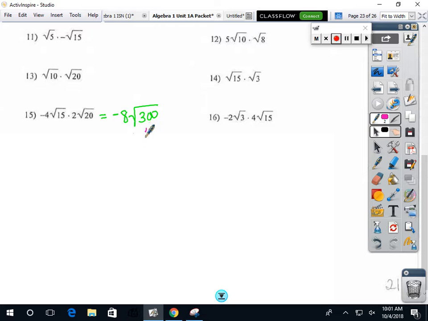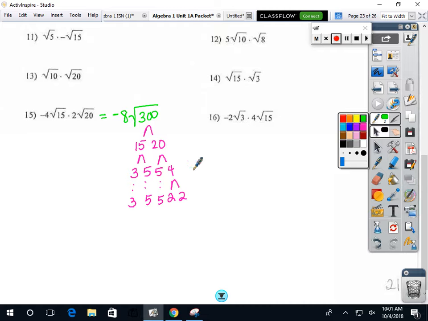What numbers multiply to give you 300? 15 breaks down into a 3 and a 5. 20 breaks down into a 5 and a 4. 4 breaks down into a 2 times 2. And then we drop everything down to the same level.